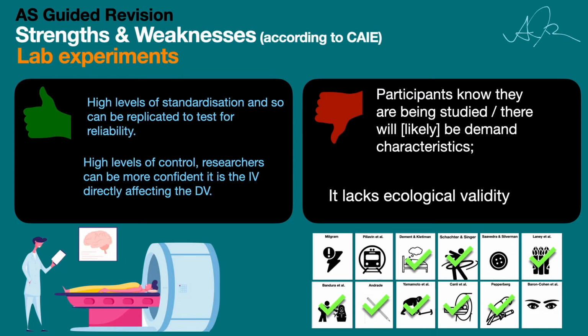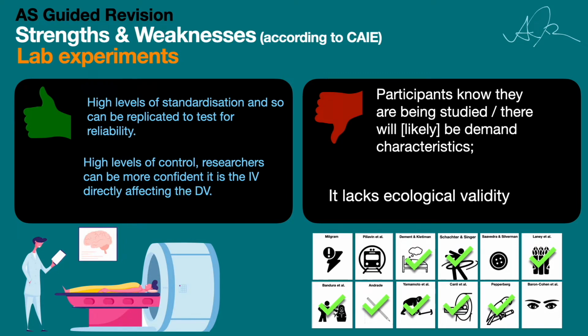So let's go to the first one. The first one is going to be lab experiments. And the majority of the studies we've seen this year are lab experiments. So you're expected to know several strengths and weaknesses. For each of these slides, by the way, I try to do two if possible. At least one for each, but two if possible. So here we have the strengths of a lab experiment.